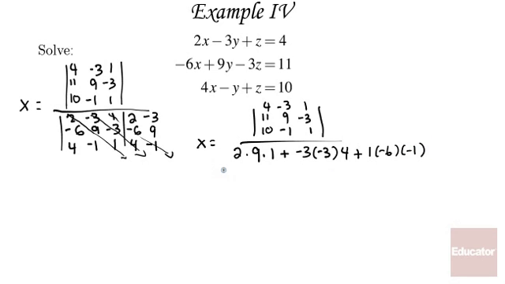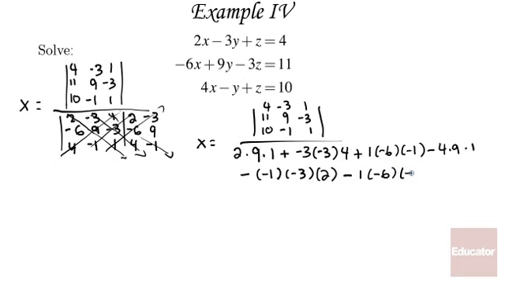Okay. Then from that, I'm going to start subtracting this other set of diagonals, starting down here and going up. 4, 9, 1. The product 4 times 9 times 1. Continuing on, minus negative 1, negative 3, and 2. Minus this last diagonal right here, 1, negative 6, negative 3.